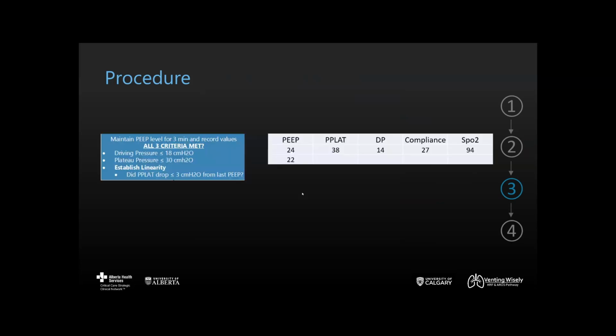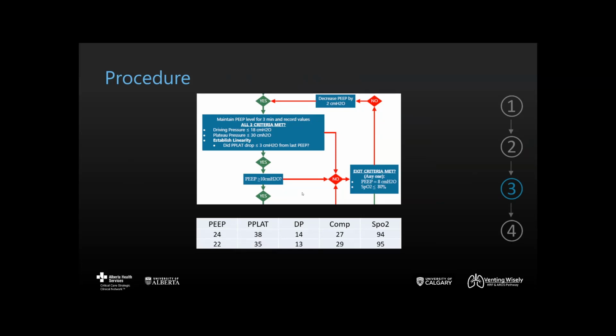Now we set our PEEP to 22, waiting our 3 minutes, then check it. Have we met all 3 criteria? No. Again, follow the red no arrow to the exit criteria. Is the exit criteria met? No. Rinse and repeat, or set it and check it until all 3 criteria are met.